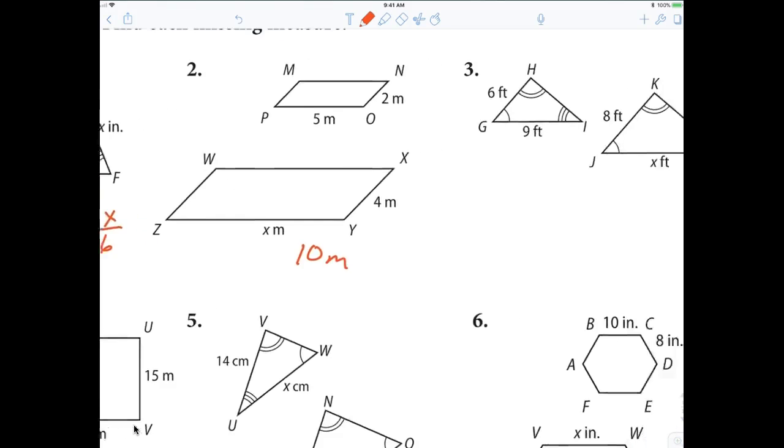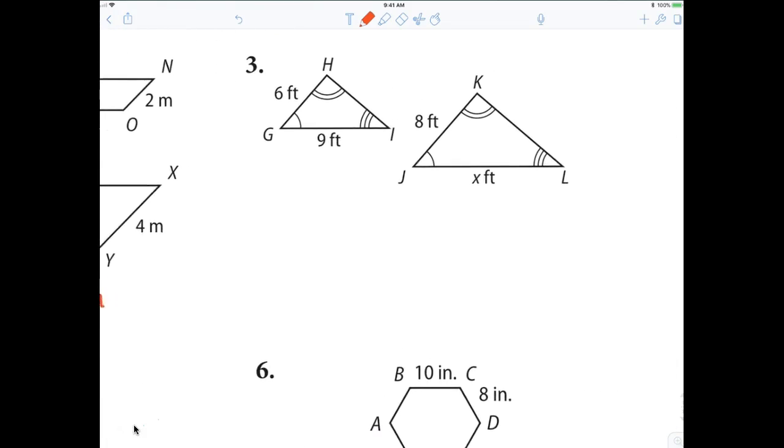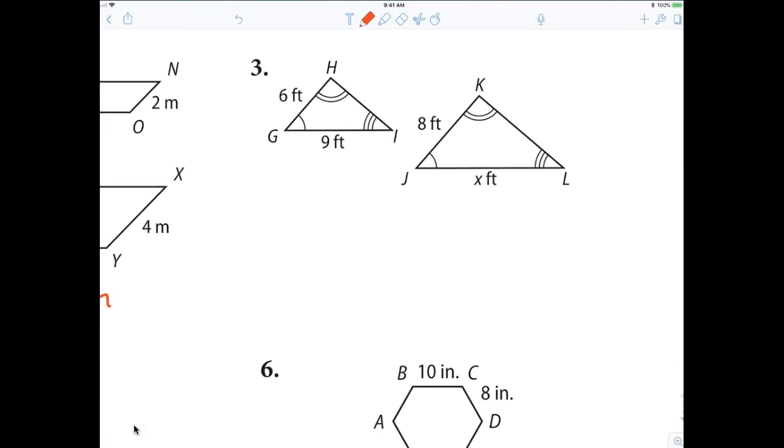Okay, here we go. Now, take a look at number 3. Number 3 is a little bit harder. Why do I say 3 is a little bit harder? Because we can't look directly at the 6 and 8 and say, I'm going to multiply 6 to get 8. Everybody with me? So now we have to set up the proportion. Avery, do you know how to set up the proportion? Why don't you tell me what you think? I would put 6 over 9 equals 8 over x. Exactly correct. Look at that.